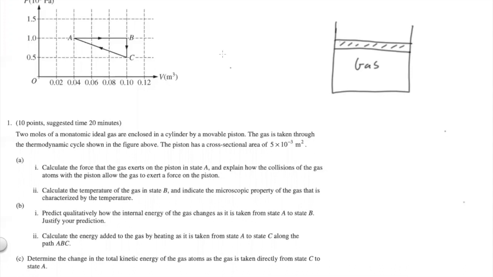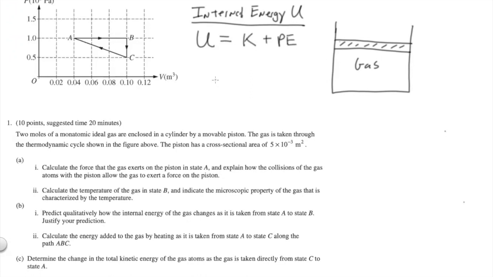Now, really important to talk about before we get into the problem, because we're going to need to know this, this idea of internal energy, which has the symbol U. Okay, so what is internal energy? Internal energy is the total energy of the molecules of the gas. So internal energy can be summarized as the kinetic energy of the molecules plus the potential energy of the molecules.